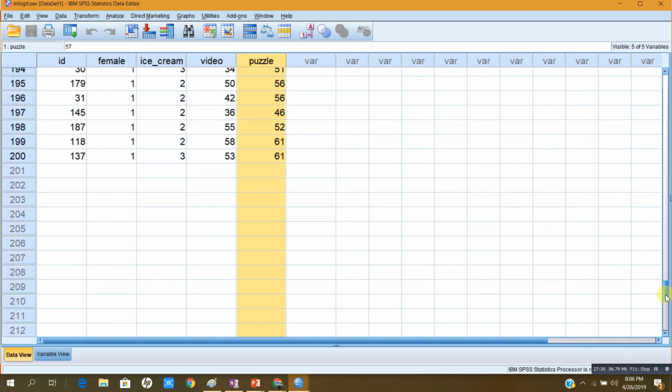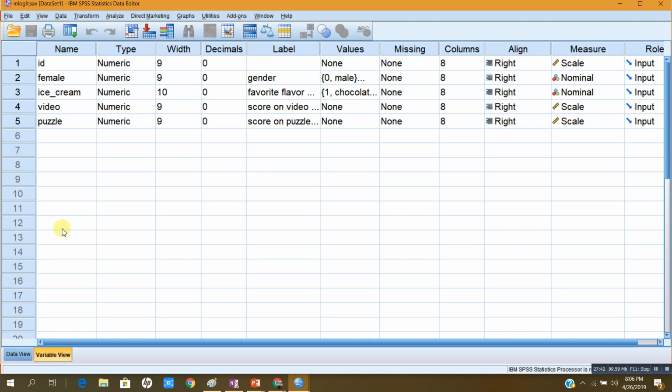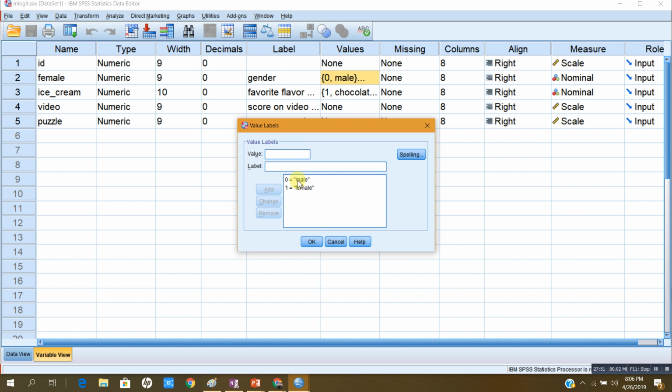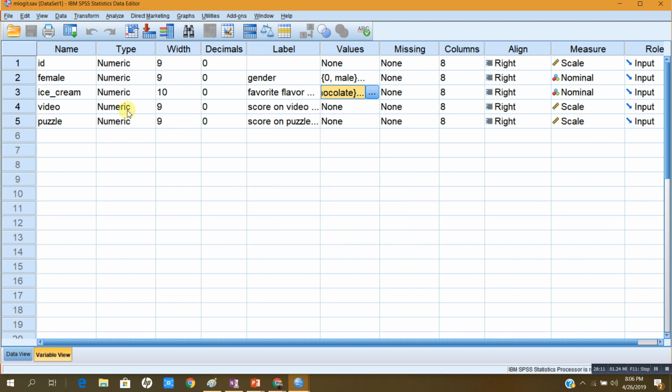And if you go to variable view, these are the descriptions of the values. For female, as I told you, 0 stands for male and 1 stands for female. Similarly, for the 3 chocolate flavors, 1 stands for chocolate, 2 stands for vanilla, that is the base category, and 3 stands for strawberry. And there are 2 other independent variables. One is video, and this is numeric, a scale variable. Similarly, the puzzle, which is the test score on puzzle, is also numeric and a scale variable.